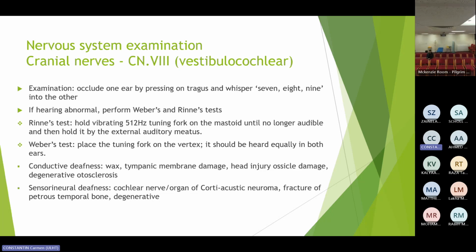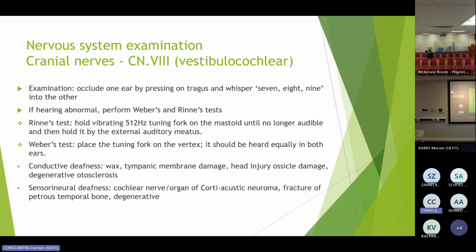So we have the eighth cranial nerve, vestibulocochlear. We have at least to check, and especially with undergrads, with medical students, we are doing this. We are doing it less and less in general neuro examination because of the time consuming. But we have to remember that the examination of the vestibulocochlear is to cover one ear by pressing on the tragus and to whisper, generally 7, 8, 9, into the other. If hearing is normal, we can move to the next cranial nerve, but if it's abnormal, we have to do the Weber and Rinne tests.